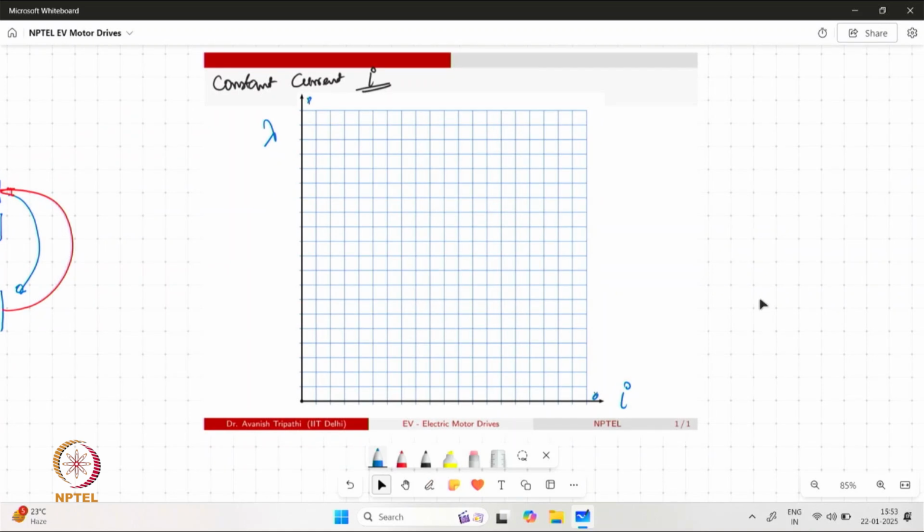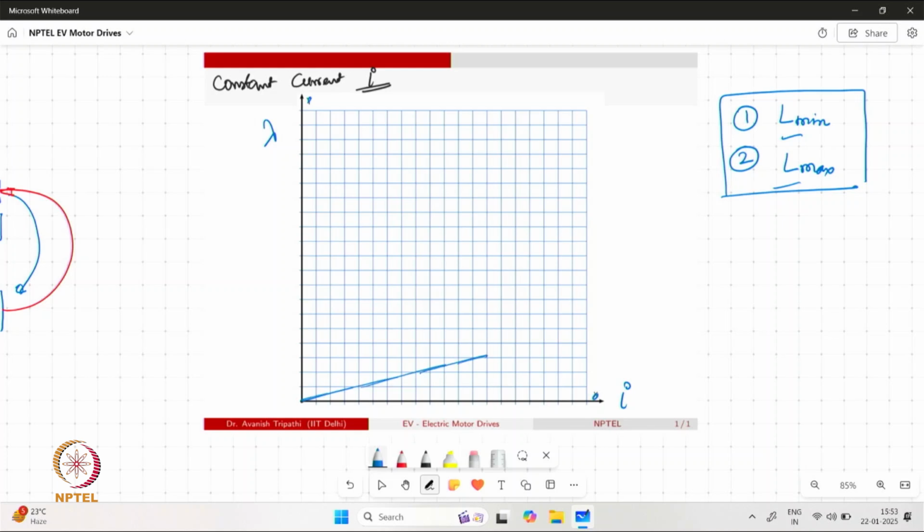What we are saying is that we are moving from position 1 where we have L at a minimum value, and we are going up to position 2 where we have L at the maximum value. So if I draw these two slopes, say corresponding to L min and corresponding to L max, the L min position can be represented in this manner, the slope can be represented in this manner, and L max can be represented in this manner.